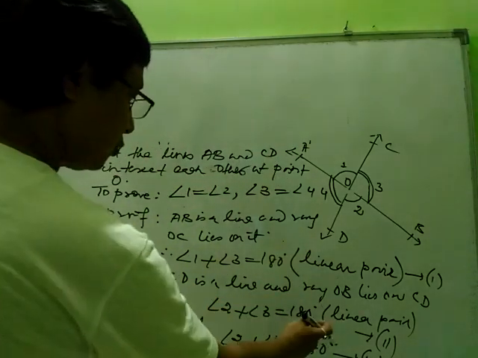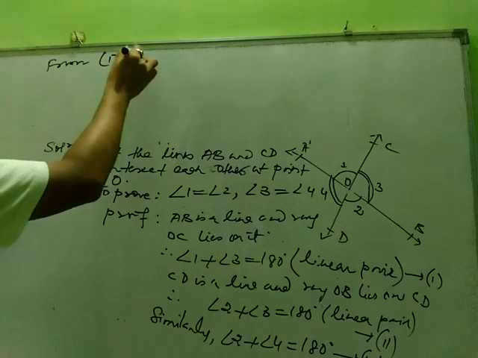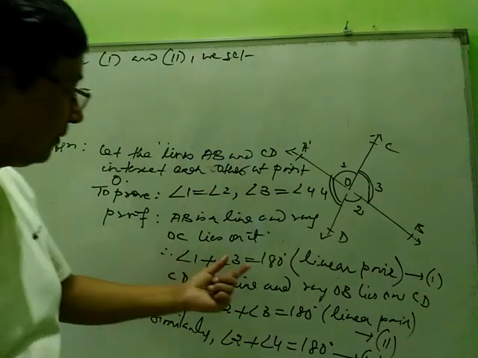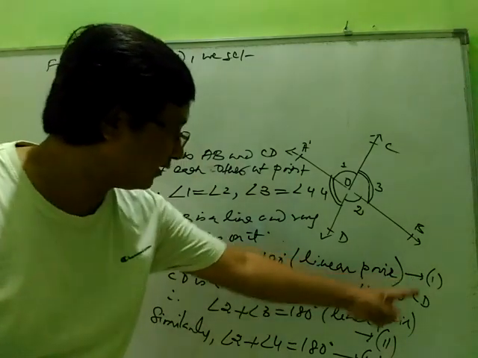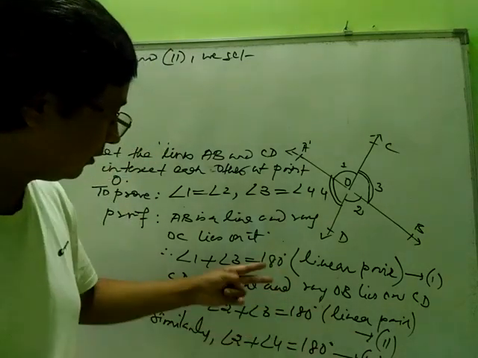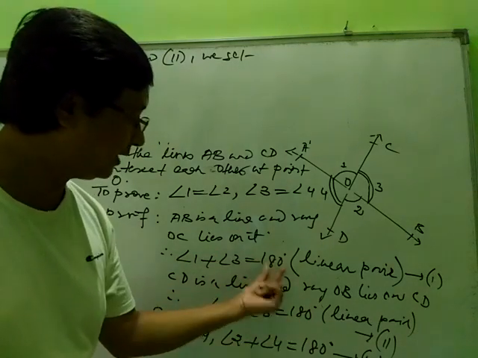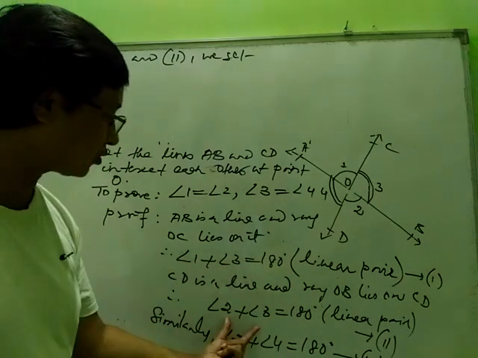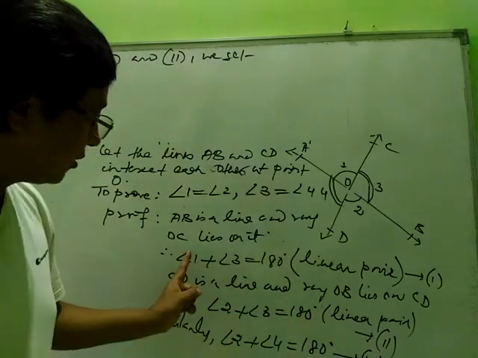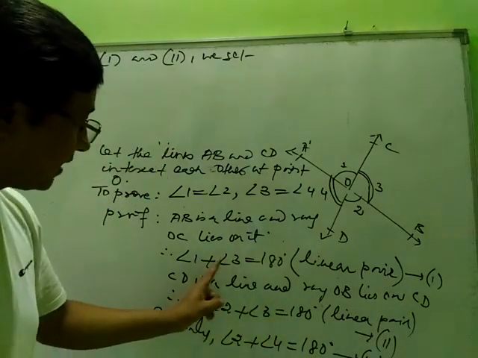Now from 1 and 2 you will get, from equation 1 and equation number 2 we get. Now you compare, this is equation number 1, this one is equation number 2. Now comparing these two, on the right side you have got the total is the same, 180 degree. So if these two are same, that means these two totals are also equal. So 1 plus 3, in place of 180 degree, you can write 1 plus 3. So 2 plus 3 equals angle 1 plus 3.